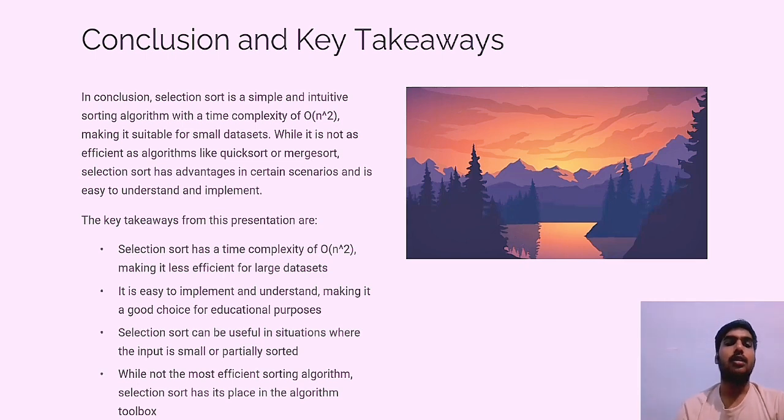The key takeaways from this presentation: selection sort has a time complexity of O(n²), making it less efficient for large data sets. It is easy to implement and understand, making it a good choice for educational purposes. Selection sort can be useful in situations where the input is small or partially sorted. While not the most efficient sorting algorithm, selection sort has its place in the algorithm toolbox.